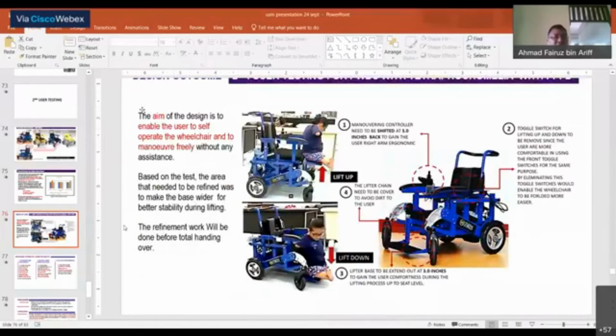Okay, the aim of the design is to enable the user to self-operate the wheelchair and to maneuver freely without any assistance. So that is the aim. So afterward, I will show you the video, how this user manages herself to maneuver without any interference.